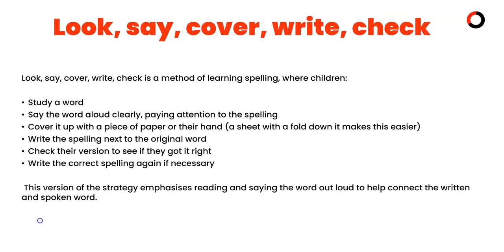The intervention is the Look, Say, Cover, Write, Check, which is a method of spelling where children study a word, say the word aloud clearly, pay attention to the spelling, cover it up with a piece of paper or their hand, write the spelling next to the original word, check their version to see if they got it right, and write the correct spelling again if necessary. So this version of the strategy emphasizes reading and saying the word aloud to help connect the written and spoken word.